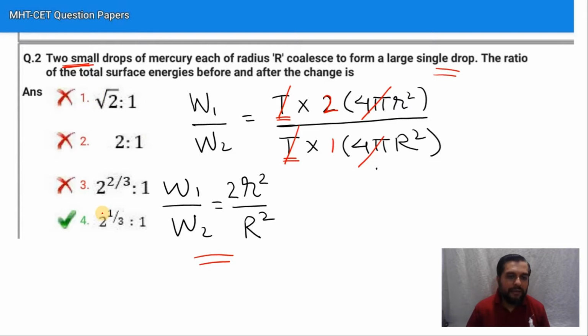First option, here there is no relation between small r and capital R. The options are √2:1, 2:1. So there has to be a relation or a value of small r and capital R which we have to find out. Now for this situation, we always go for the second condition: conservation, according to the conservation of mass.